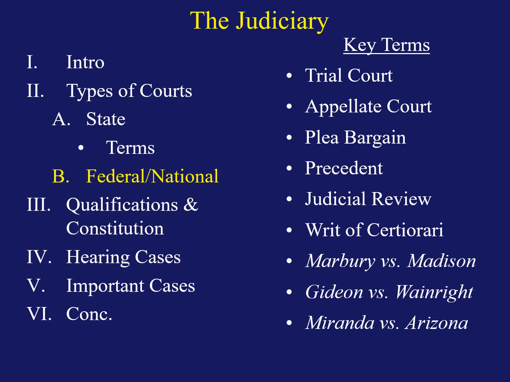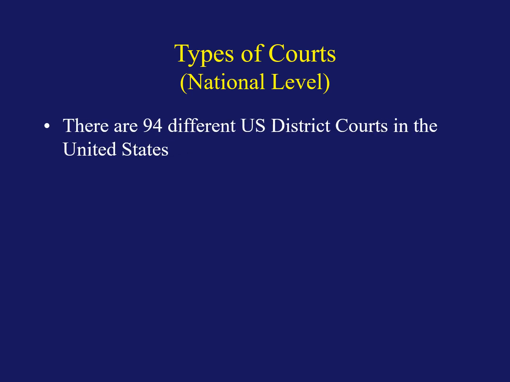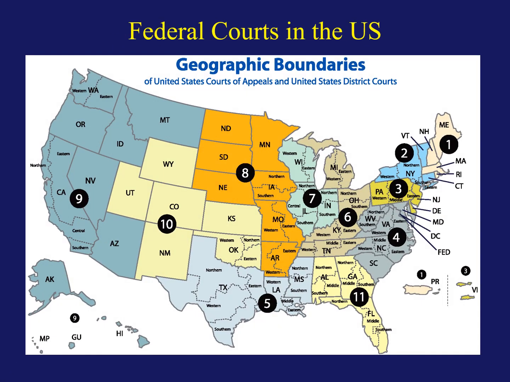Next, we'll explore the judiciary at the federal or the national level. There are over 90 different U.S. district courts throughout the United States. I'll show a map next. This is a map of the different federal courts located in the United States. If you look at Michigan, Michigan is divided into 2 federal courts. If you violate federal law in Michigan, you could go to the eastern half or you could go to the western half, which is located in the western half of Michigan, but it also includes the UP.